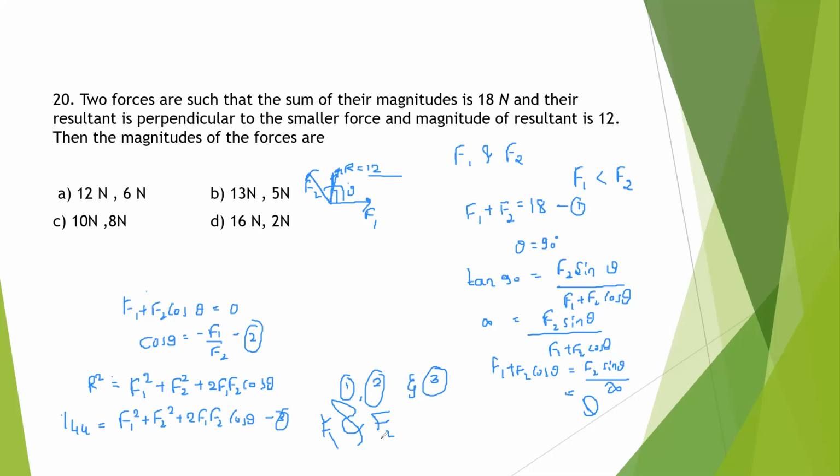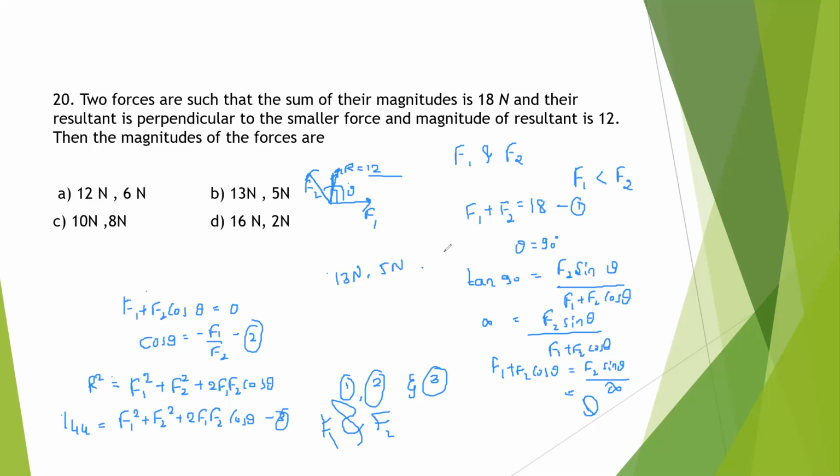So how can we simplify? I hope you know this one. Here you can just substitute the value of F1 plus F2 and the cos theta value, and with further simplification, the value of F1 and F2 is found to be 13 Newton and 5 Newton. Here you can do two things, students.